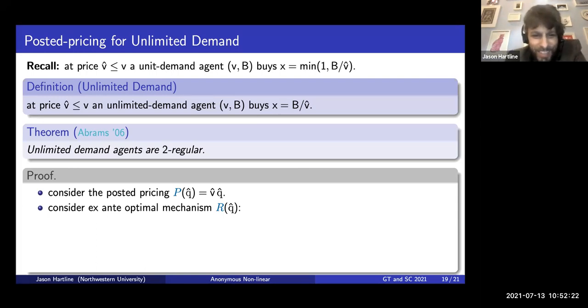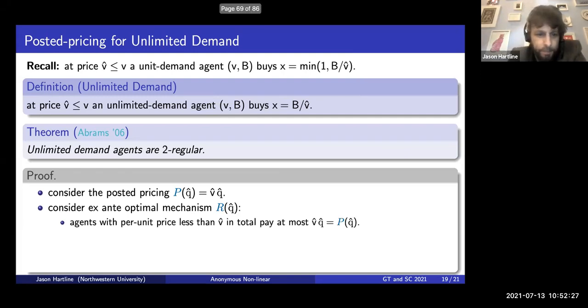Great. Now let's consider the ex-ante optimal mechanism, which has revenue R of Q hat. And let's divide the contribution to the revenue into two pieces. This ex-ante optimal mechanism is going to sell to some players potentially with a per unit price lower than V hat, and it's going to sell to some players potentially with a per unit price higher than V hat.